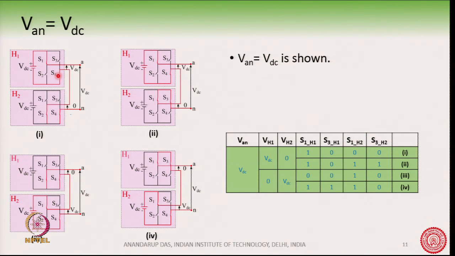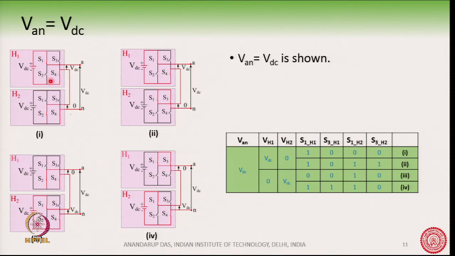But when we want to get 0 from VH2, then we have two switching state possibilities, or two switching combinations, that are possible. Either we turn on S2 and S4 or we turn on S1 and S3. Both of them will give me 0 out of VH2.